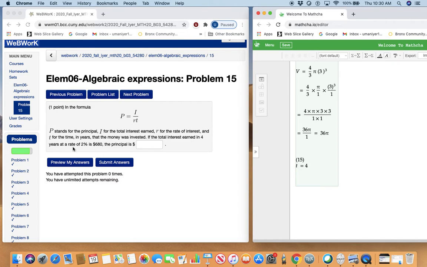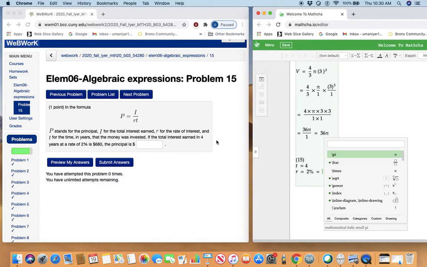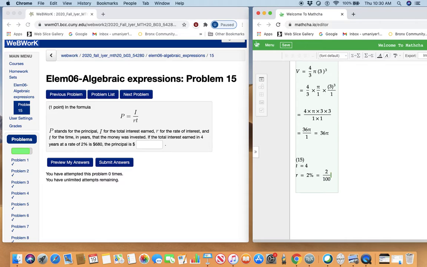4 years at a rate is R. R is 2%. Rate of 2%. 2% means it is 2 over 100. That's what percent means. 2 over 100, which is 0.02. Remember, 2 zeros means I need to move my decimal 2 places to the left. Okay, so I need to move my decimal 2 places to the left, so I need a digit before 2. So that moves here and moves here. So 0.02 is the rate.